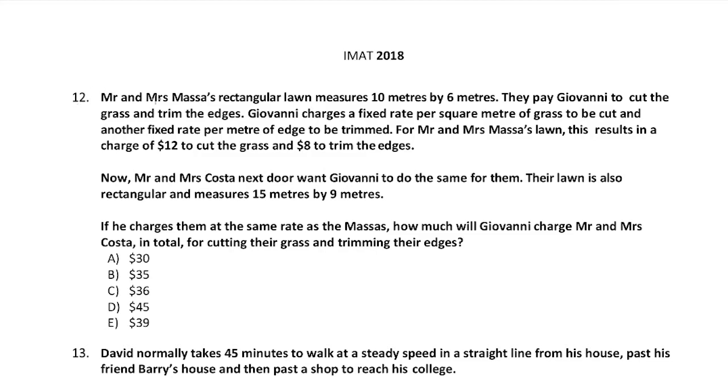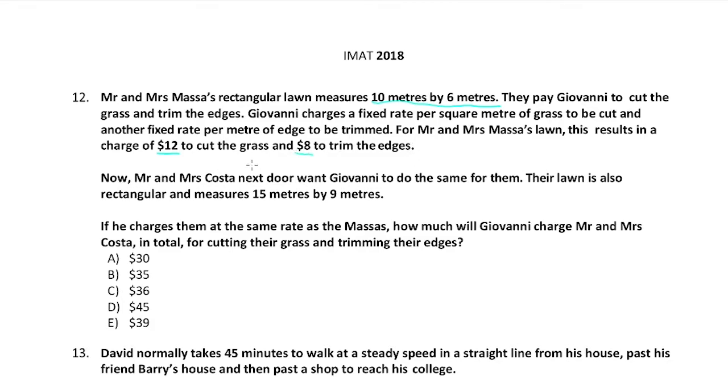Number 12. Mr. and Mrs. Massa's rectangular lawn measures 10 meters by 6 meters. They pay Giovanni to cut the grass and trim the edges. Giovanni charged a fixed rate per square meter of grass to be cut and another fixed rate per meter of edge to be trimmed. For Mr. and Mrs. Massa's lawn, this resulted in a charge of $12 to cut the grass and $8 to trim the edges.